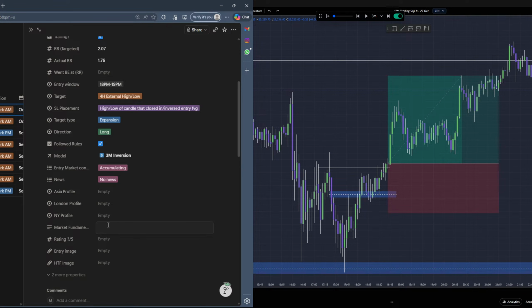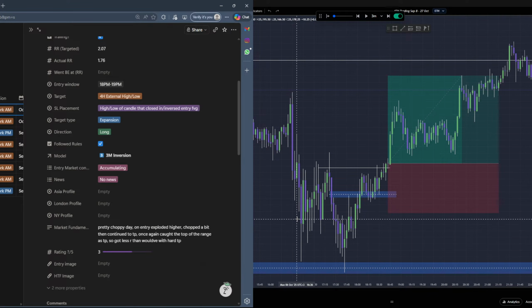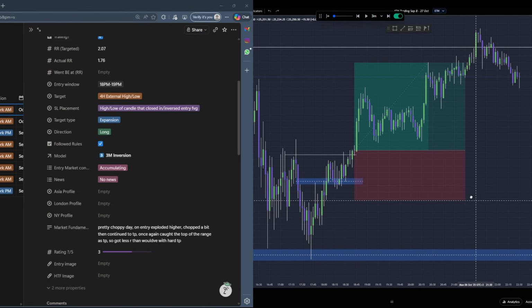Market fundamentals. Pretty choppy day. On entry exploded higher, chopped a bit and continued to profit. Once again caught the top of the range as the profit, so got less than would have been the profit. I'm gonna rate this a 3 out of 5 as well. It's not the best setup, it's a continuation setup as well as we had all this chop.